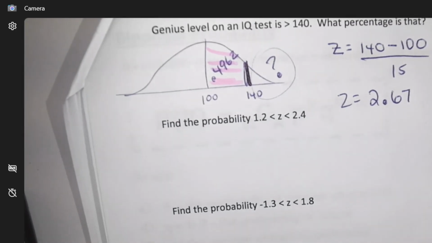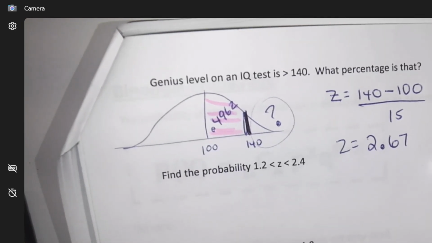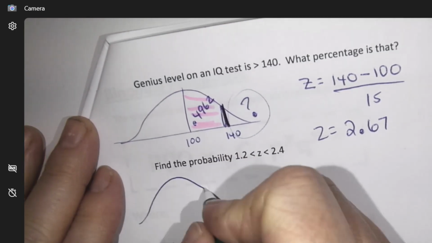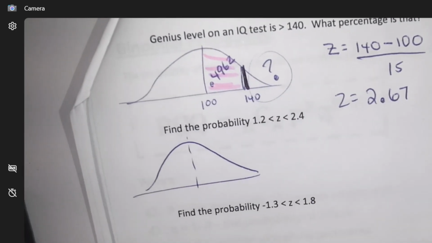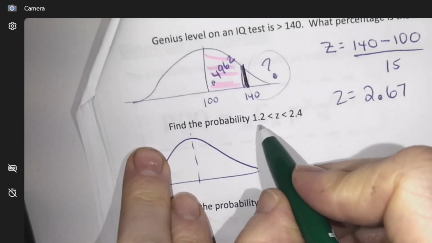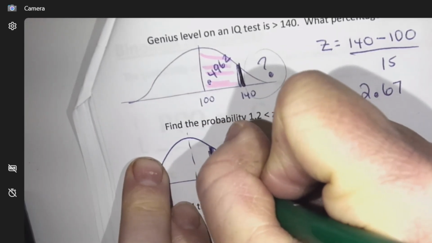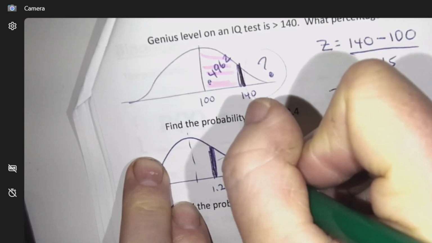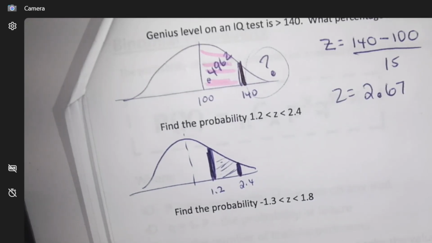Okay, so yesterday we changed scores to Z scores and then went to the formula sheet. This one already has it in a Z score. I always start like that because that's the mean in the middle there. So a Z score of 1.2 and 2.4, and I'm trying to figure out the probability between them. That's what I'm going to get.